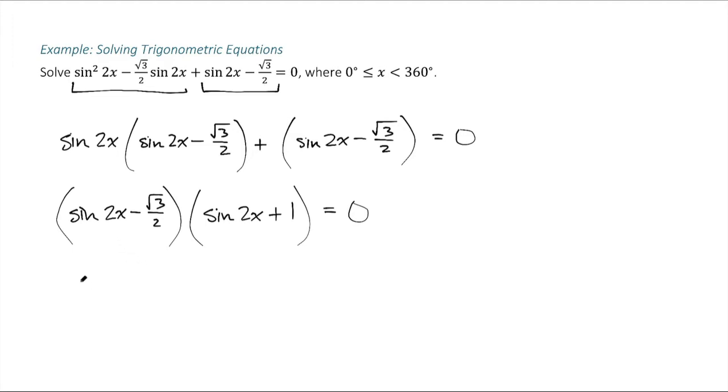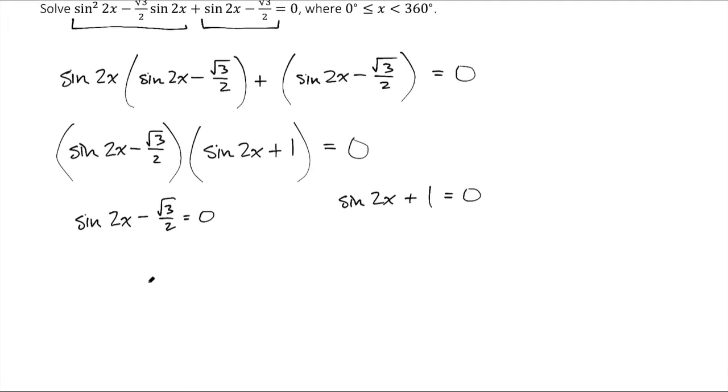pieces. So this first one, I've got sine of 2x minus root 3 over 2 is equal to 0. And then the second one, I've got sine of 2x plus 1 is equal to 0. All right, so now let's go from there. If I add root 3 over 2 here, I get sine of 2x equals the square root of 3 over 2. Over here, if I subtract 1, I have sine of 2x equals negative 1.